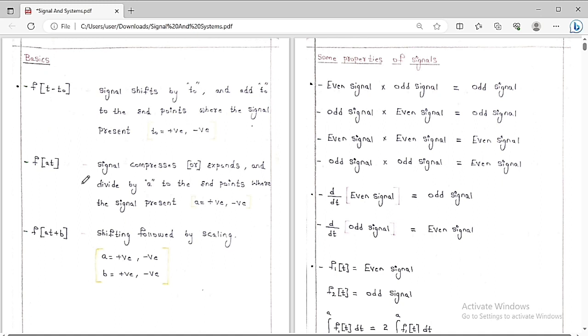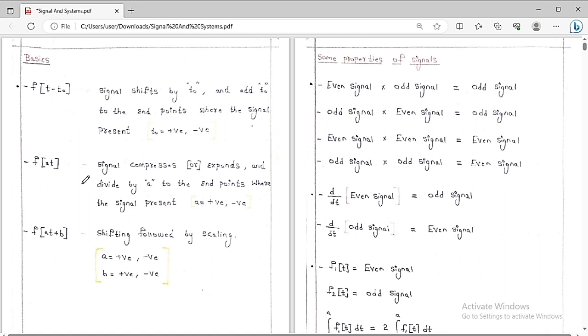Finally, suppose there is a signal f of t. You know the endpoints, right? I want to get a new signal which is f of at. What is the meaning of this? f of at means it can either compress the original signal or expand the original signal. If a is greater than 1, it is going to compress the original signal, and if a is less than 1, it is going to expand the original signal.